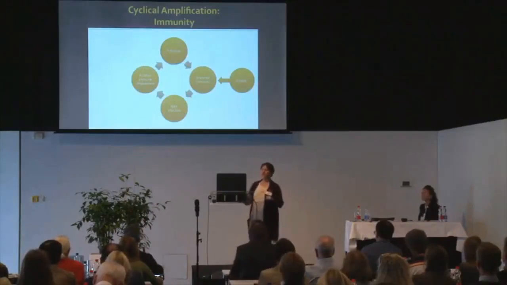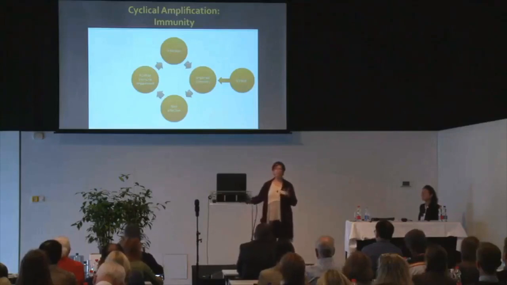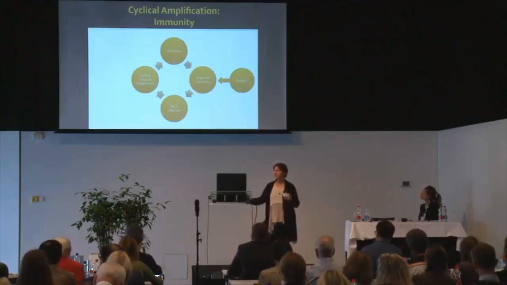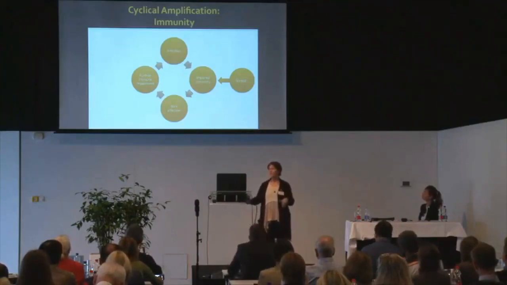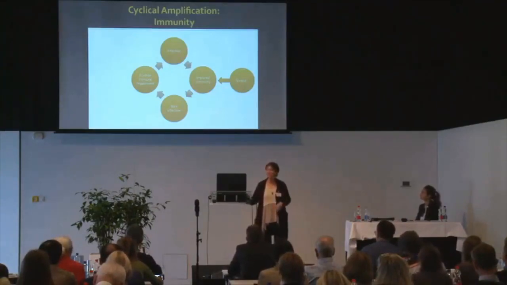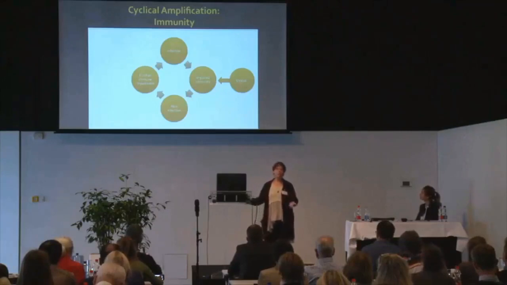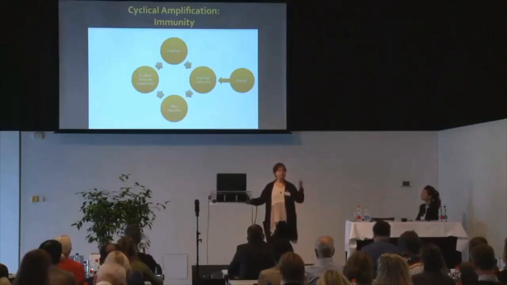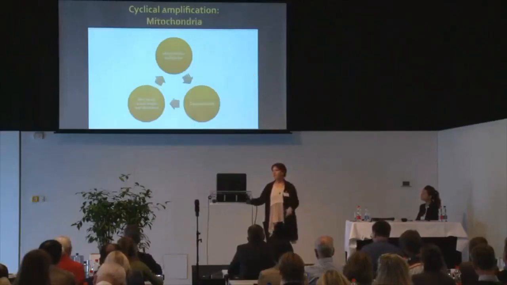Dr. Lambert yesterday talked about the cyclical amplification in the immune system. Someone gets an infection, it suppresses their immunity. Stress also suppresses their immunity. So then they get a new infection, which further impairs their immune system, so they get another infection, and it can go on and on.